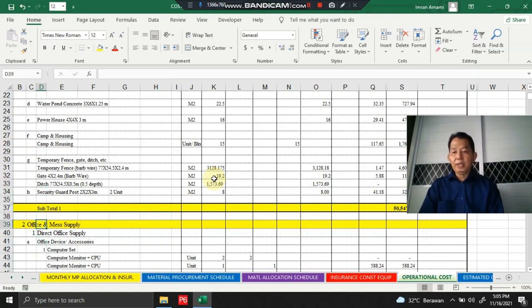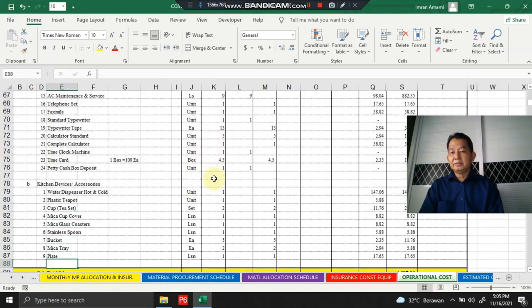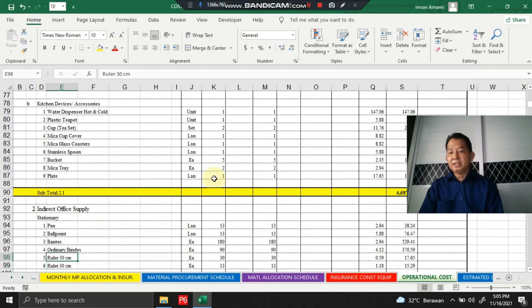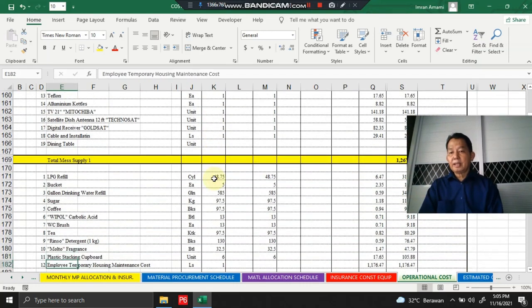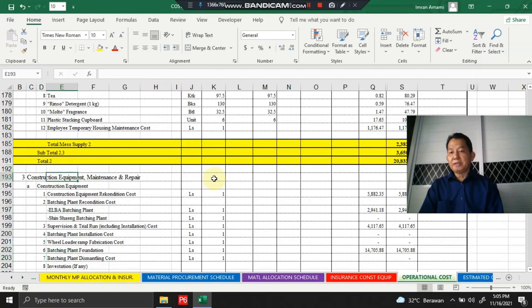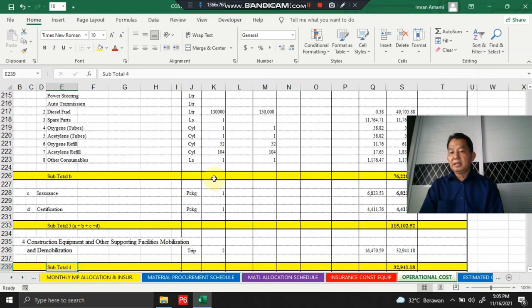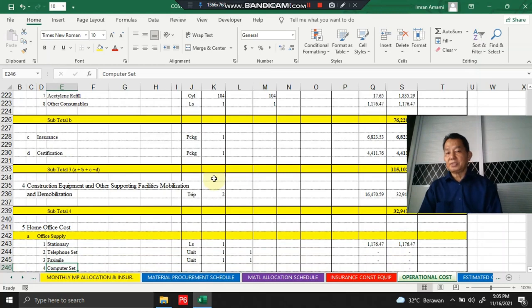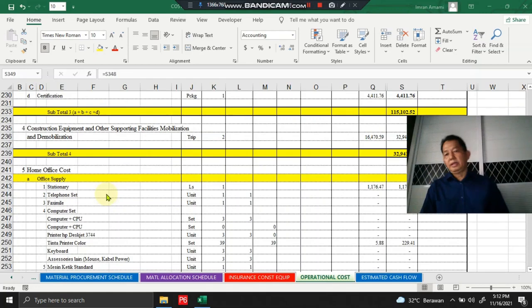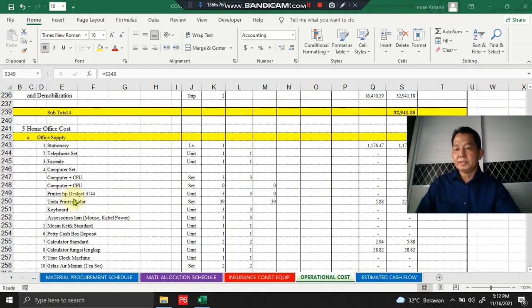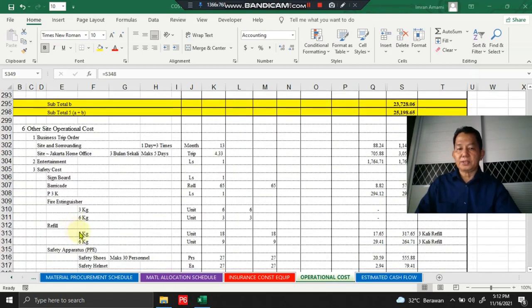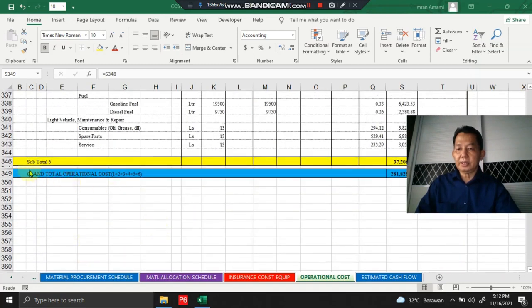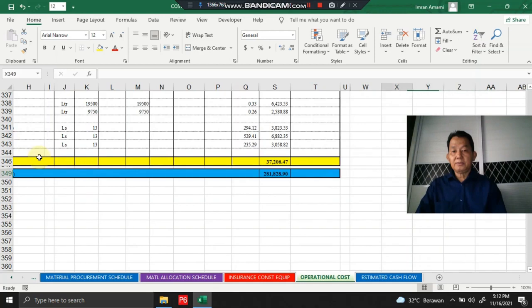Okay, and then we calculate office and mess supply. Direct office supply, and then indirect office supply, and then mess supply, and then construction equipment maintenance and repair. Okay, and then construction equipment and other supporting facilities, mobilization and demobilization, and home office cost for office supply and indirect costs, and then other site operational costs. Okay, and here it is, the total for the operational cost.